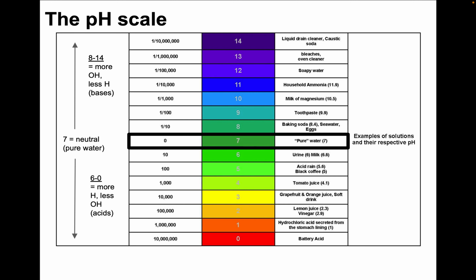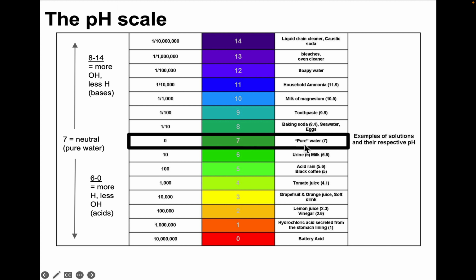Last thing, so on your paper, you're going to write down this part over here with the arrows over on the left side. If something is pH of 7, that means it is neutral, it's pure water, it's not an acid or a base, it's just plain water. If it is less than 7, 0 to 6, that means it's an acid. If it is above 7, 8 to 14, that means it's a base.